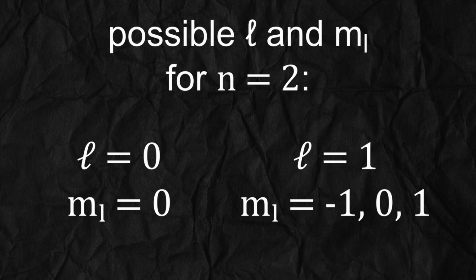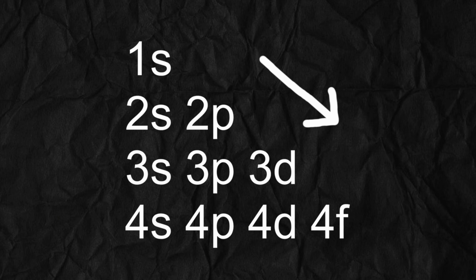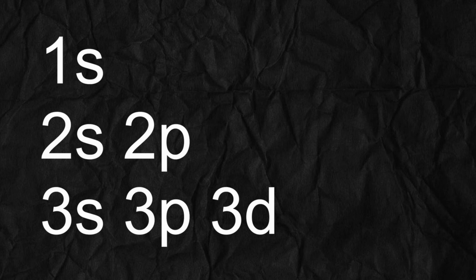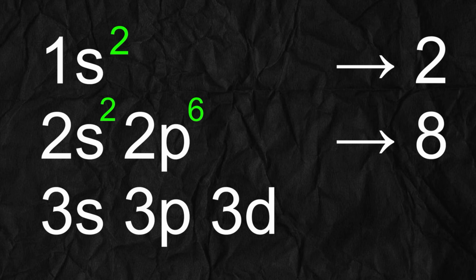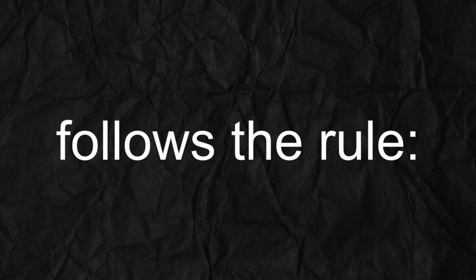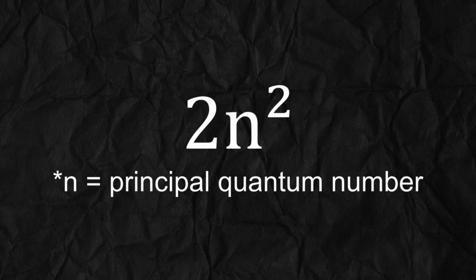have an S subshell, the second can have an S and a P subshell, and so on. This means that the first shell can hold a total of 2 electrons, the second can hold 8, the third can hold 18, and generally the number of electrons a shell can hold follows the rule 2n squared, with n being the principal quantum number.